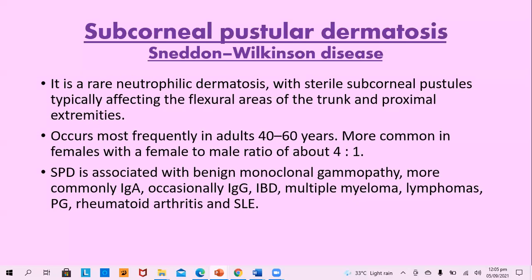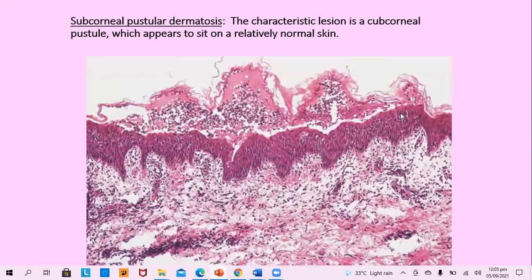They occur most frequently in adults 40 to 60 years, more common in females with a female to male ratio of 4:1. SPD is associated with benign monoclonal gammopathy, more commonly IgA, and occasionally IgG, with inflammatory bowel disease, multiple myeloma, lymphoma, pyoderma gangrenosum, rheumatoid arthritis, and SLE. So both neoplastic and autoimmune disorders are associated with subcorneal pustular dermatosis.